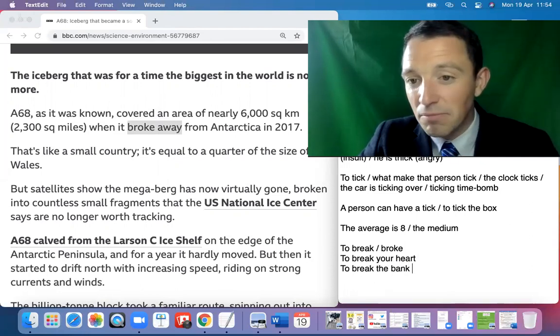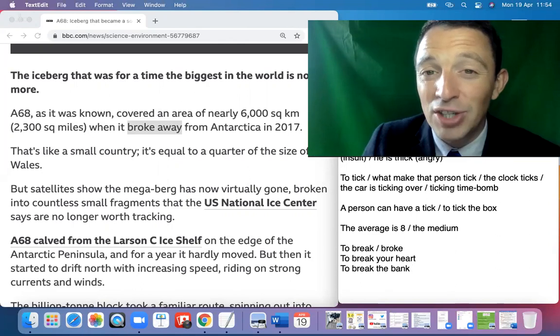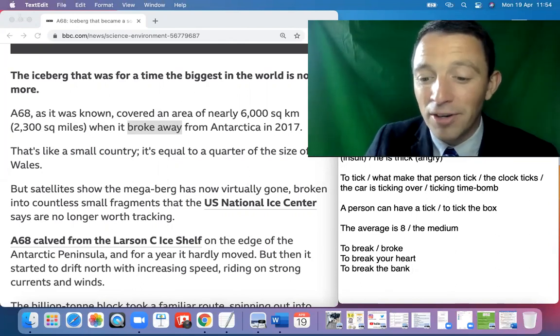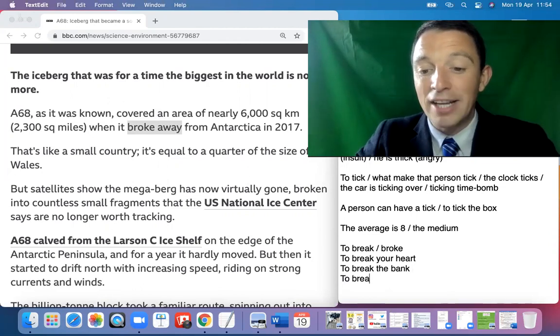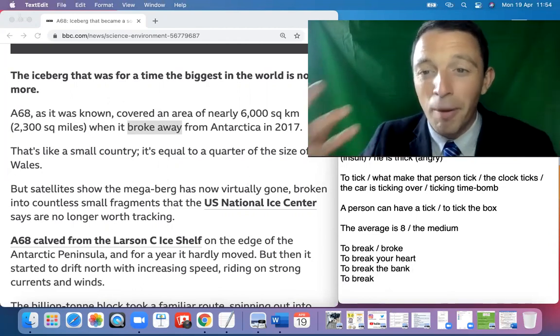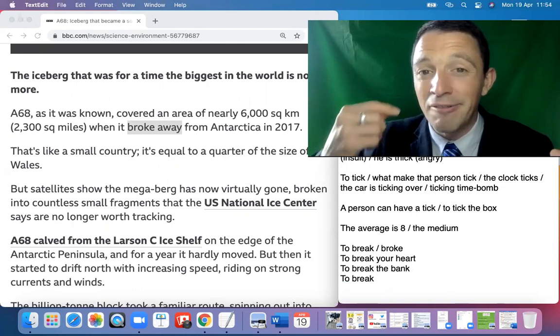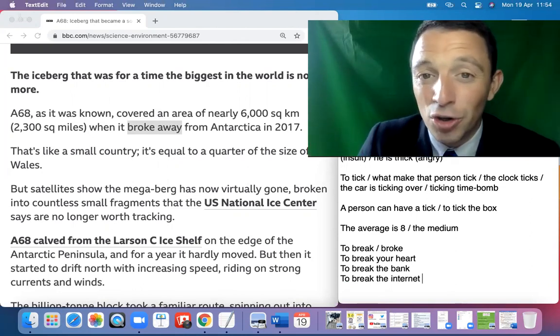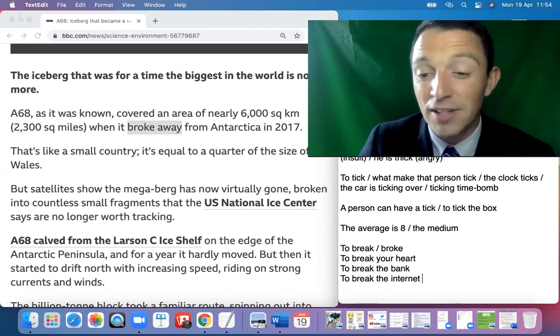And we have another expression, the internet. If you break the internet, this is a very popular and a very modern expression. And it means when something has become so popular or something has become very viral, we say to break the internet. And that's very typical in culture and modern expressions as well. So to break the internet.